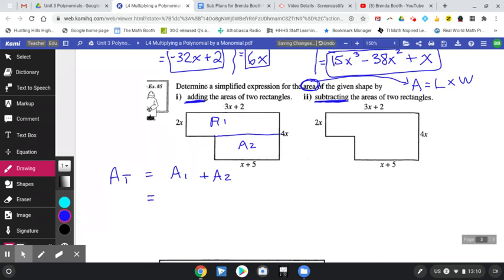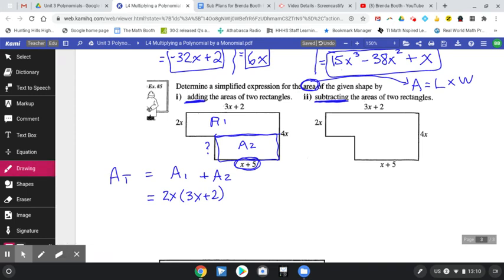So area 1, length times width. And then area 2, here we'll have to be a little more careful, because for area 2, I do know the length, but I do not know the width. So I've got to figure out the width first.